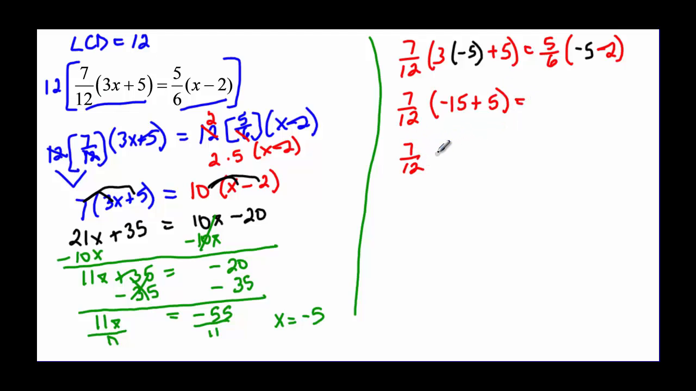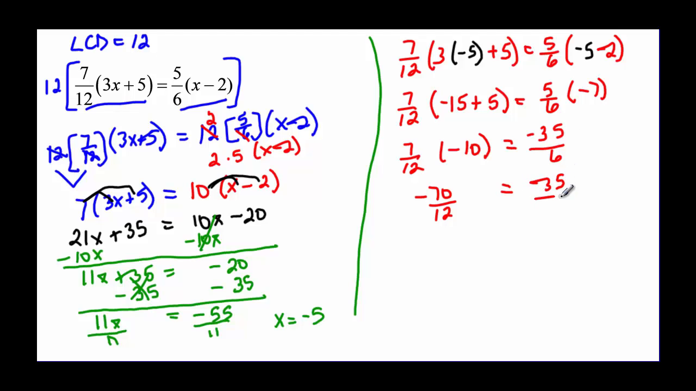7 over 12 is going to give me negative 10. Negative 15 plus 5. So I have negative 70 over 12. And I think it's going to be okay to leave it that way. Let's see what happens over here. So I have 5 over 6. And negative 5 minus 2 is going to be negative 7. So when I multiply, I'm going to have negative 35 over 6.